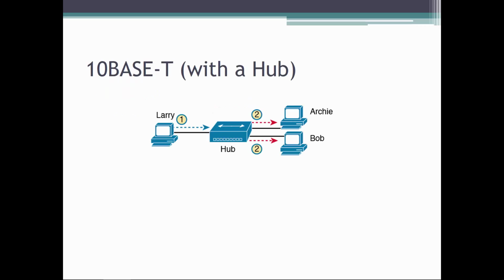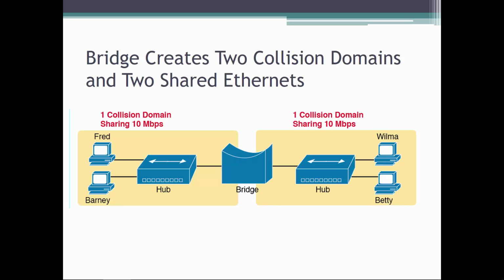So, first thing is we have to talk about some history. Here's a hub. A hub is basically a multi-port repeater. If you have one input, let's say Larry, it will clone that signal and send it out every other port that it was not received on. So you'll actually send it to both Archie and Bob because, again, they're connected. It will not go back to Larry because that's the receiving port. We don't really deal with hubs anymore, but they're still out there, so we have to talk about them.